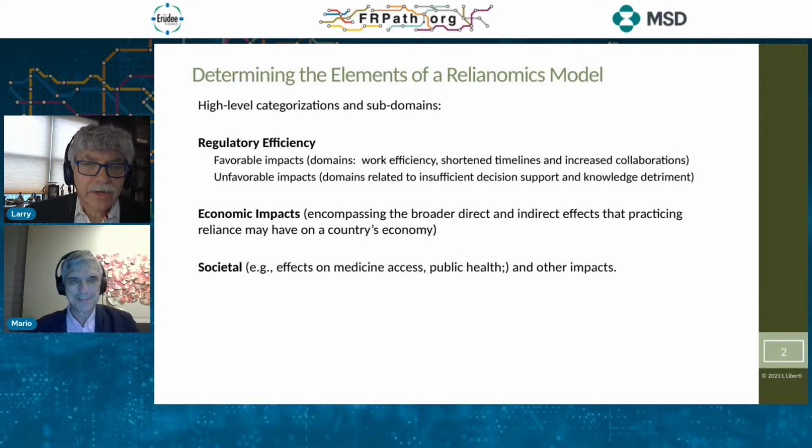As we started to put together our thoughts around the Relianomics model, we came up with high level categories and then what we called subdomains. And we organized our thoughts around three areas: regulatory efficiency, economic impacts, and societal impacts. And you can see some of the subdomains that we've categorized, some of the characteristics that we think might be important to integrate into an overall Relianomics model.